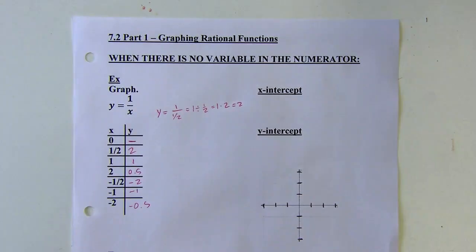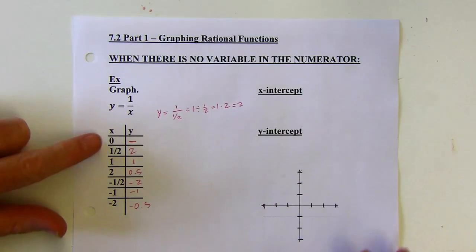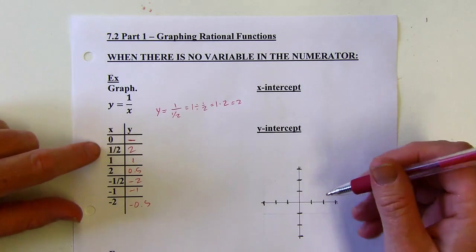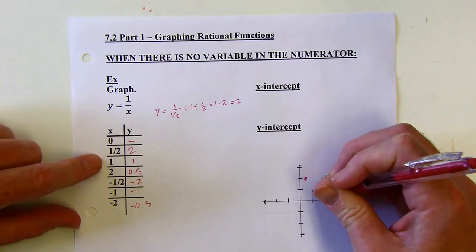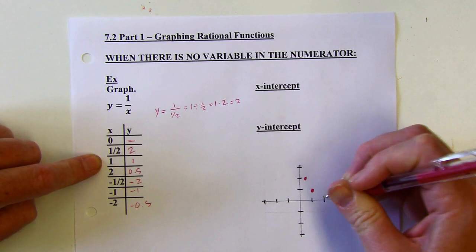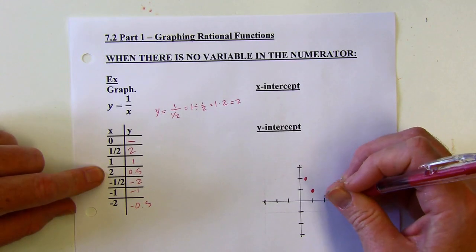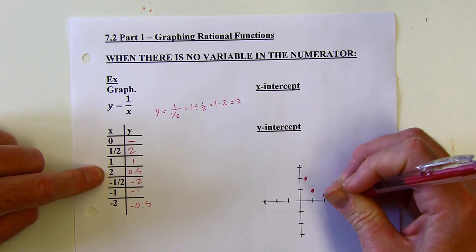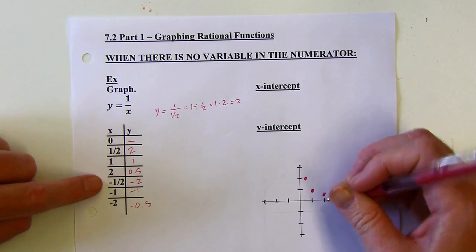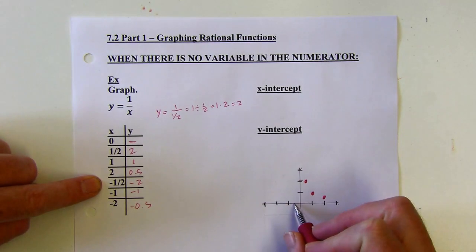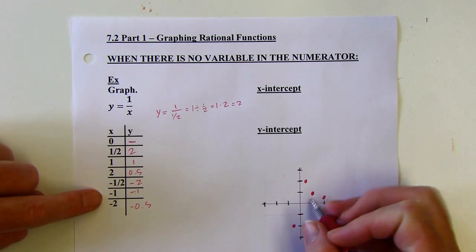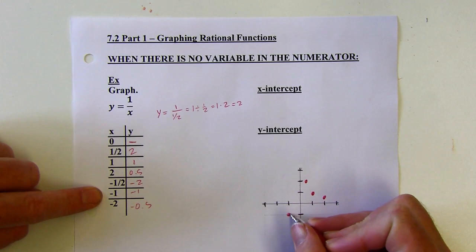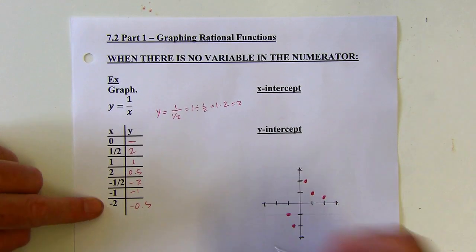Okay, so then I've got some x, y values. Let's plot those on this graph here. I got 1/2, 2 right there, 1, 1, 2, 0.5, and then I've got -1/2, so half to the left, 2 down, 1 left, 1 down, and 2 left, 1/2 down.